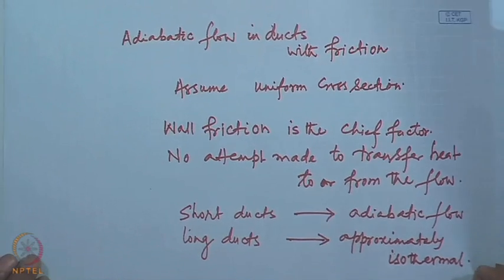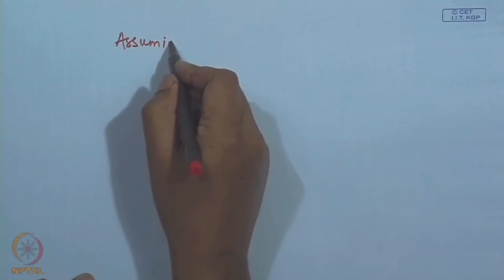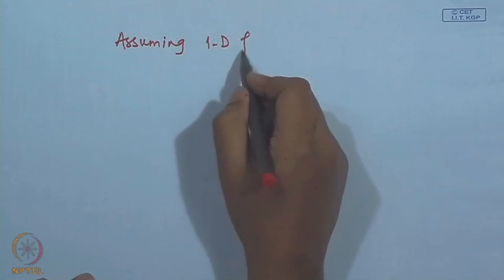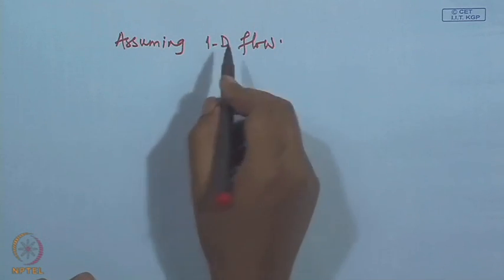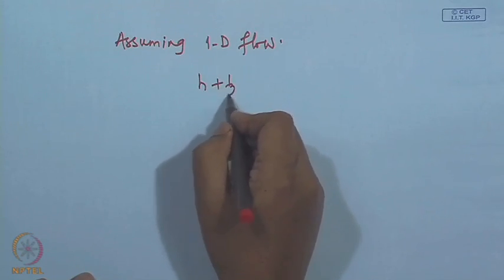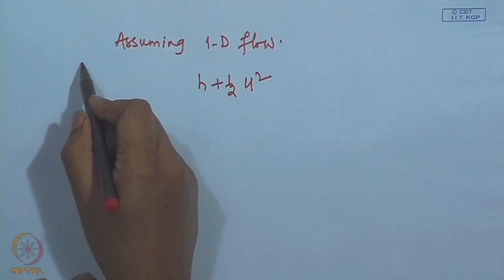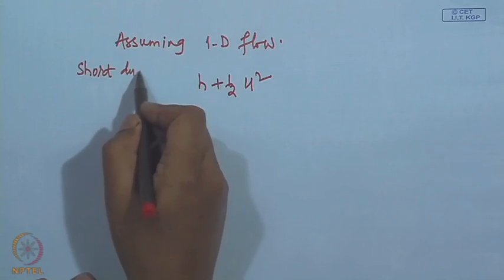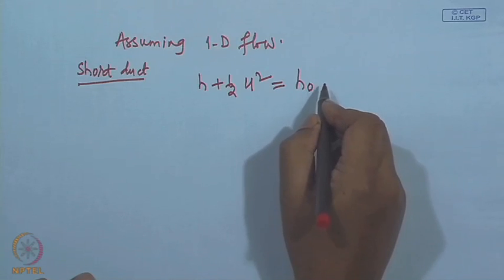Once again, we will assume the flow to be one dimensional, that is, at any cross section we are considering the average flow velocity. Then the governing equation, assuming 1D flow: since no heat is added and there is no other type of heat dissipation, the energy equation remains unchanged, which is h plus half u squared, which we denote as the total enthalpy h naught.